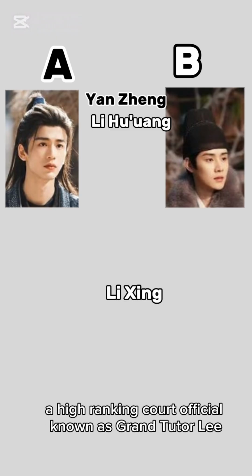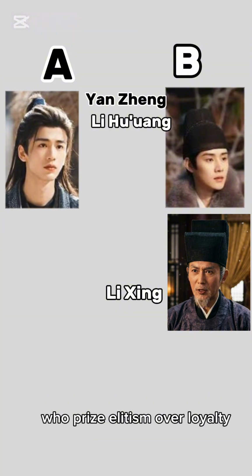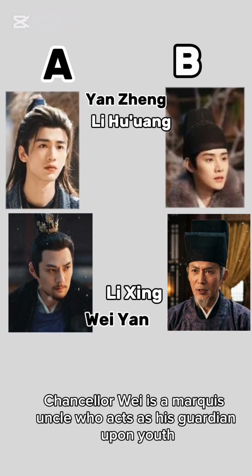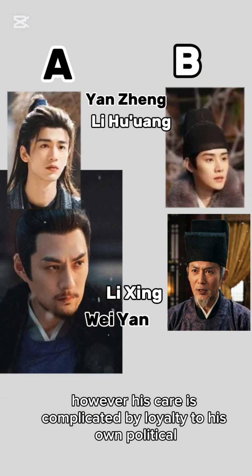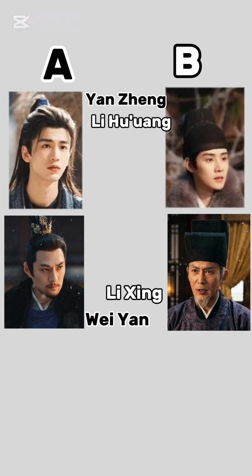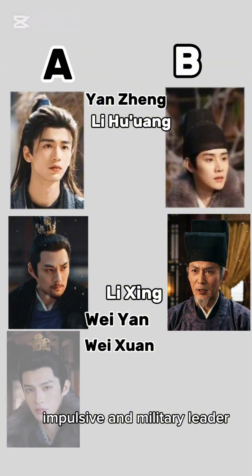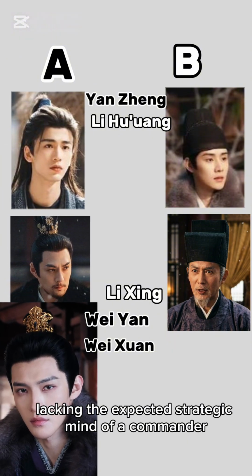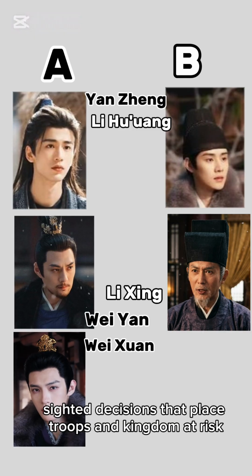Li Qing is his grandfather, a high-ranking court official known as Grand Tutor Li. His family is notorious for being slimy political opportunists who prize elitism over loyalty. Back in Group A, Chancellor Wei is the Marquis's uncle, who acts as his guardian since his youth. However, his care is complicated by loyalty to his own political ambitions. His son, Wei Chuan, is a spoiled, paranoid, impulsive military leader, lacking the expected strategic mind of a commander, often making short-sighted decisions that place troops and kingdom at risk.